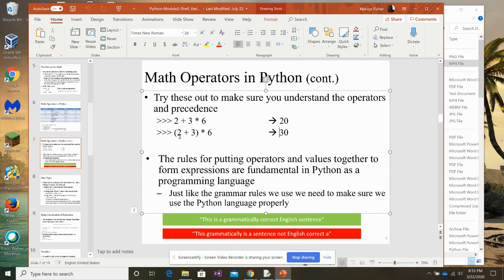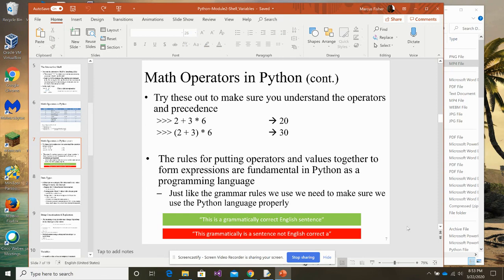We put parentheses around the 2 plus 3. So the 2 plus 3 gets evaluated first because of the parentheses. Okay. Versus in the first expression, the 2 plus 3 does not get evaluated first. The 3 times 6 does. And that is 18, then plus 2, which is 20. In this case, it's 2 plus 3, which is 5 times 6, and that's why it's 30.